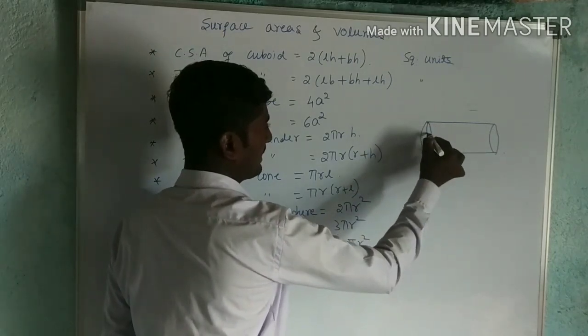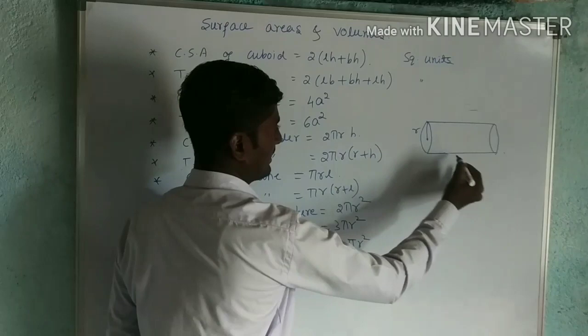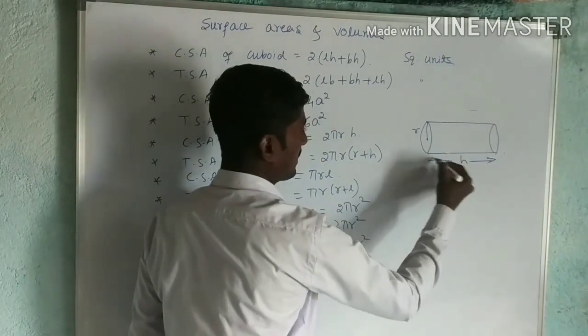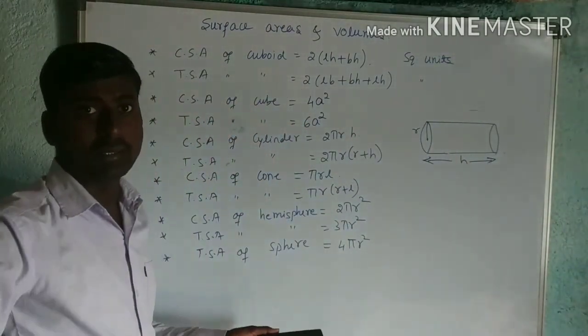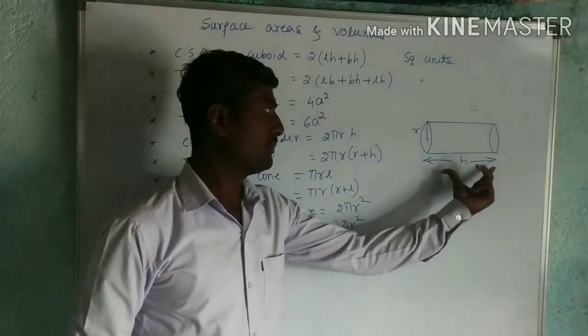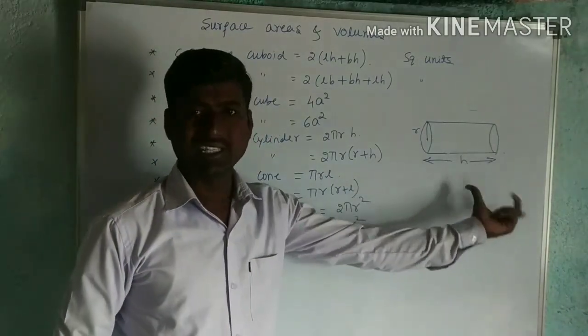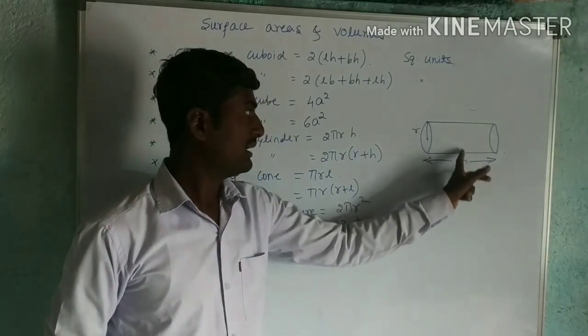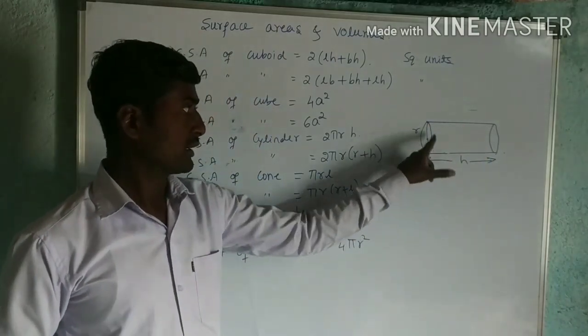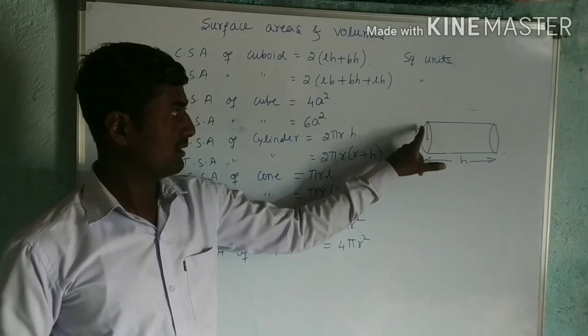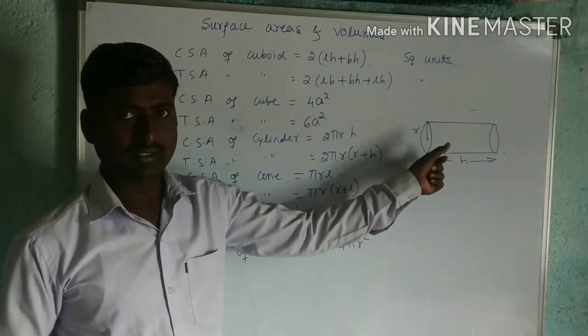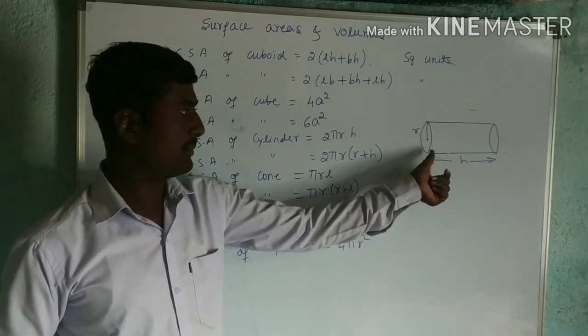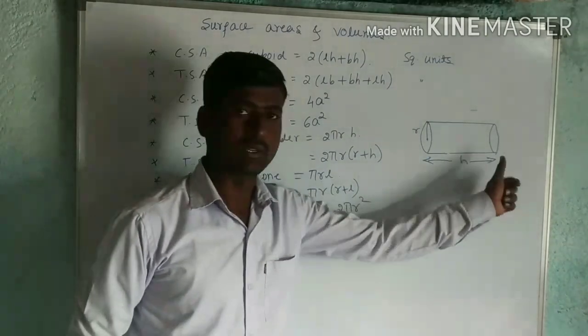This will be the radius. And this will be the height. Length will become the height. So the length of the pipe will become the height of the pipe or cylinder. You cannot take this as a height. So this is the height. This will become the diameter of this circular hole, you can say. Circular area it is. Diameter it is. So height will be this one.